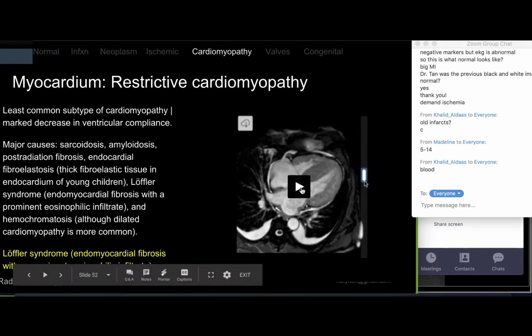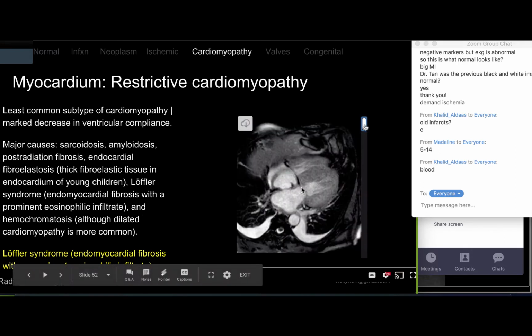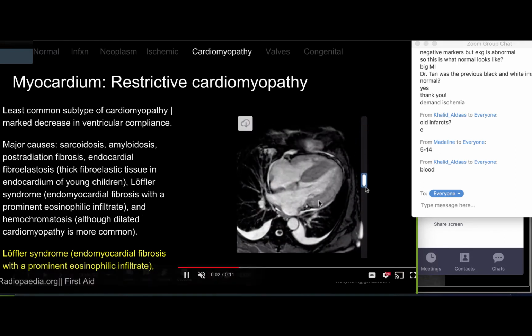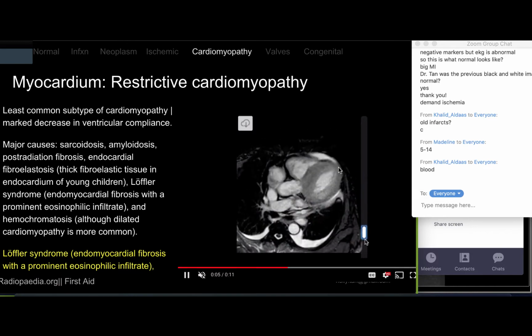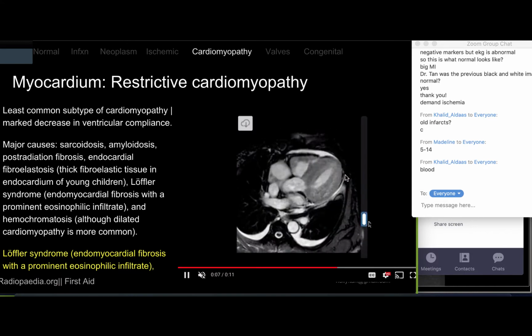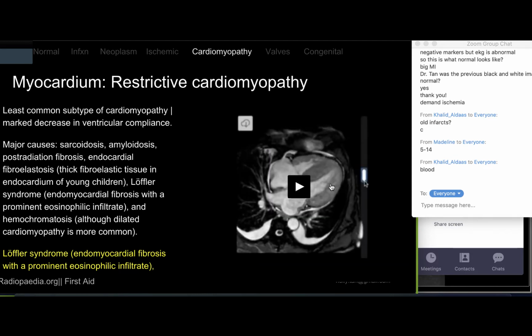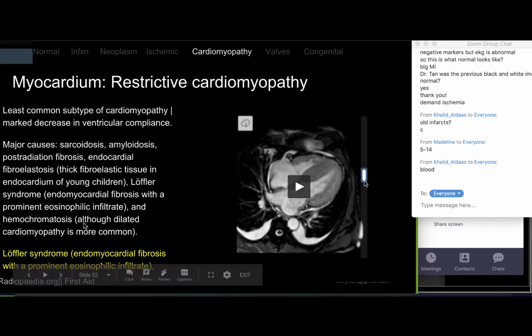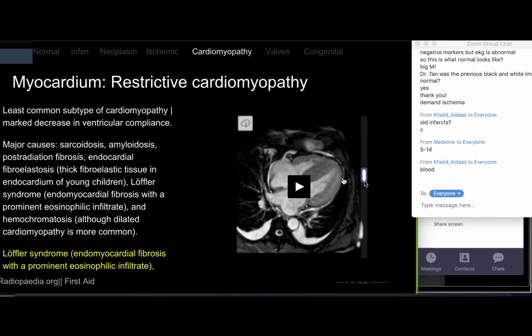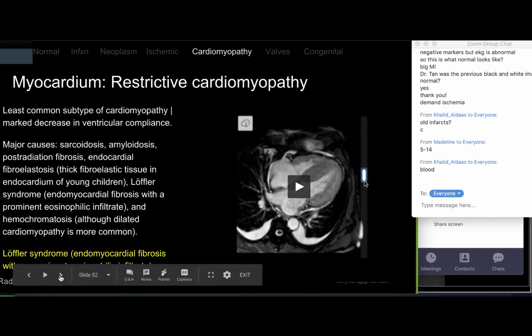Restrictive cardiomyopathy is when the muscle itself loses its normal elasticity. It's not able to expand and contract. It becomes really stiff, and that can be from a lot of different causes. You can have infiltrative causes like amyloid, sarcoid, radiation, fibroelastosis. But that's restrictive because the normal myocardium no longer has the same kind of elasticity.